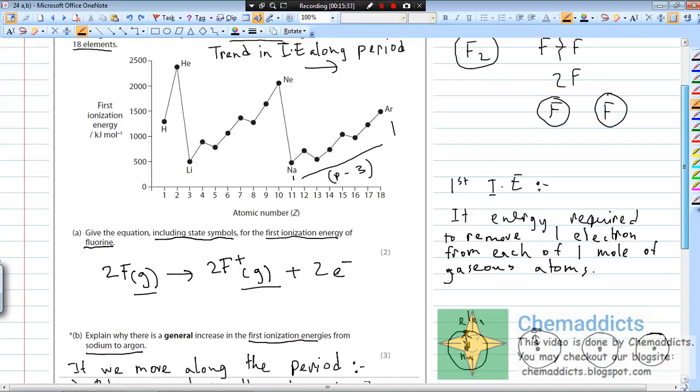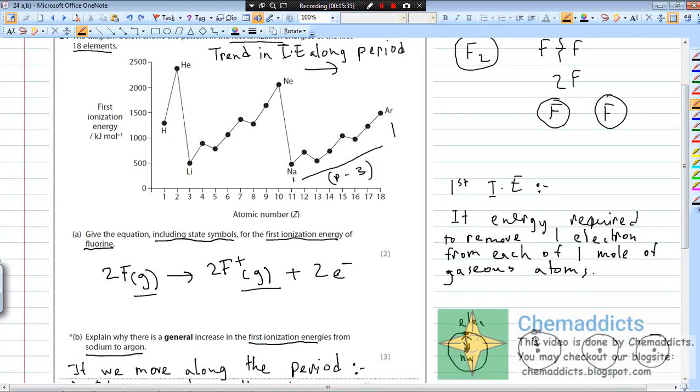So that is why there is generally an increase in the first ionization energies from sodium to argon. Later on we will discuss the dips in this graph. In the next tutorial we're going to discuss why there are some dips in the graph.